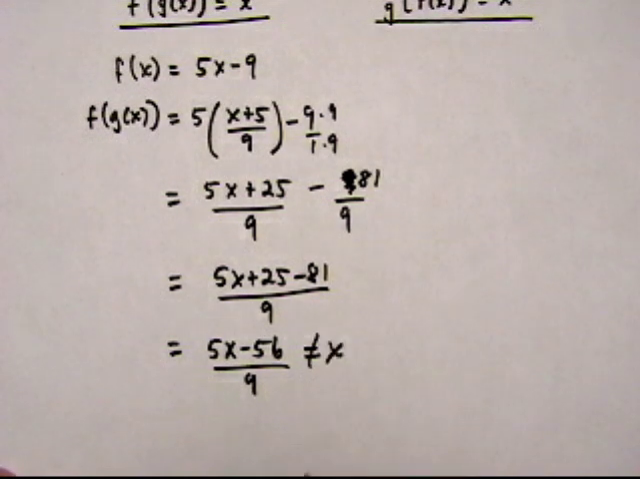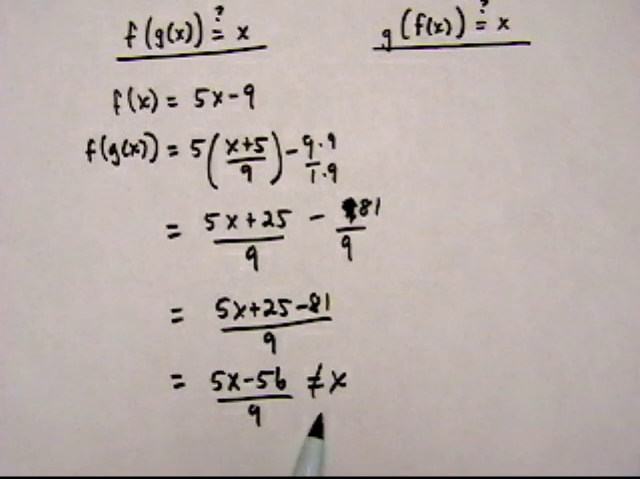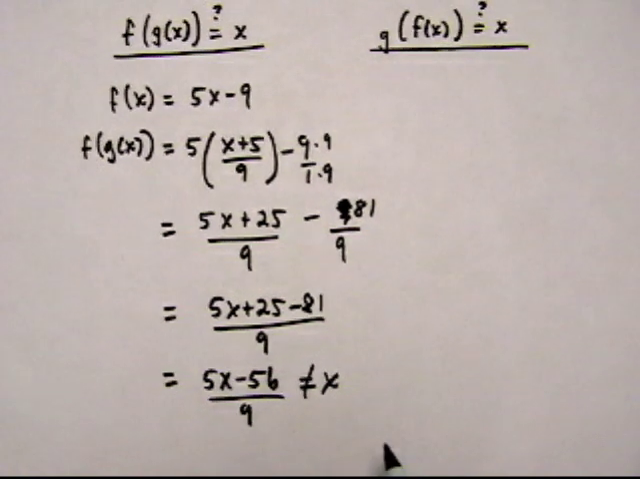So this does not equal x. Remember, that's what we're looking for. If we're putting x in, we want to get x out again. So these did not undo each other. So right there we can say they're not inverses of each other.